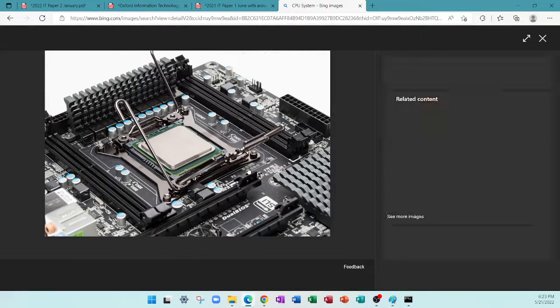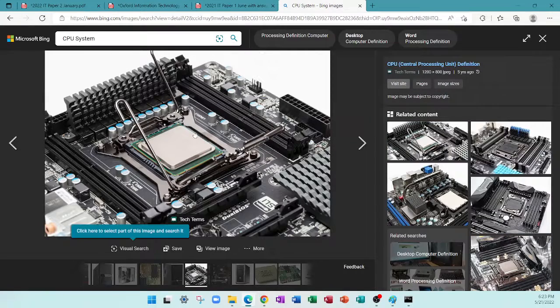Alright, let me look at this one here. This here is the CPU on the motherboard. So that's why they say any device outside of the CPU, outside of this chip here, which is connected to this motherboard, but it's controlled by the CPU because it's connected to the motherboard, which the CPU is connected to.